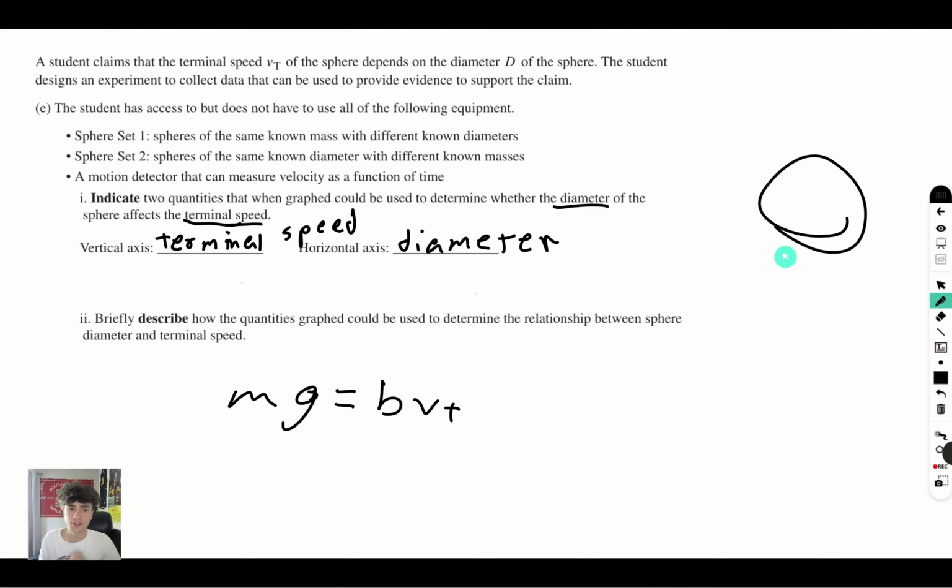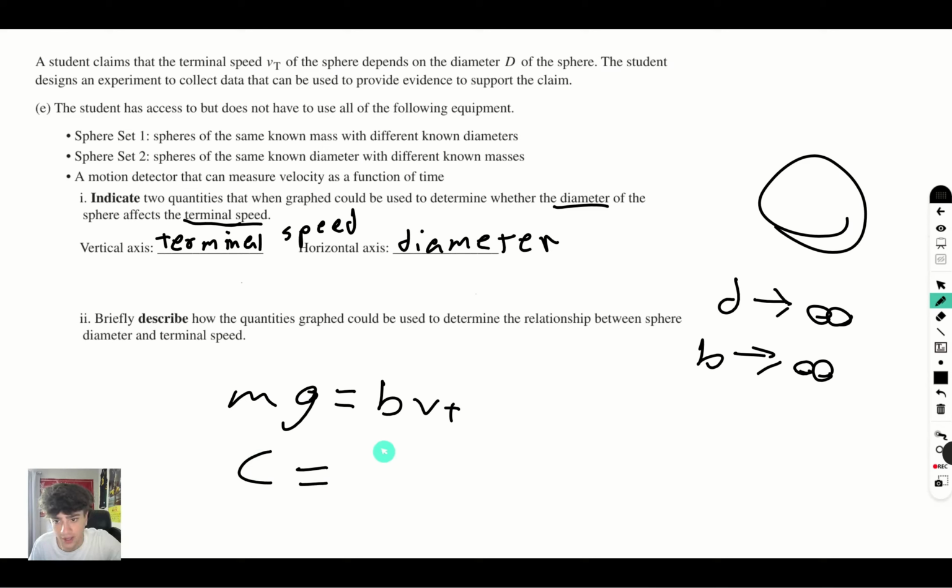If you think about it logically, as a ball expands in diameter, it's going to become less and less aerodynamic, and it's going to be more likely to feel air resistance forces because there's more surface to be affected by air resistance. So we could say that as the diameter goes to infinity, our b is also going to go to infinity. And we know that our mg is going to be some constant, so we'll just call it c. And we have b, which is approaching infinity.